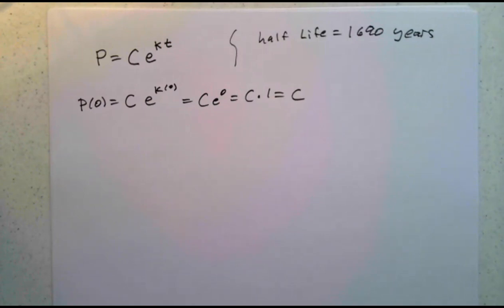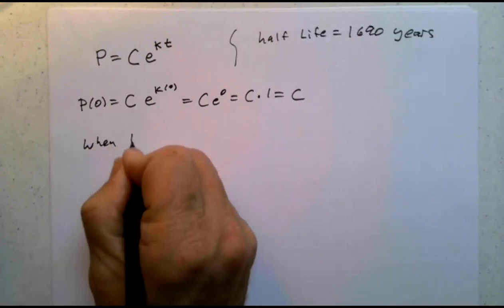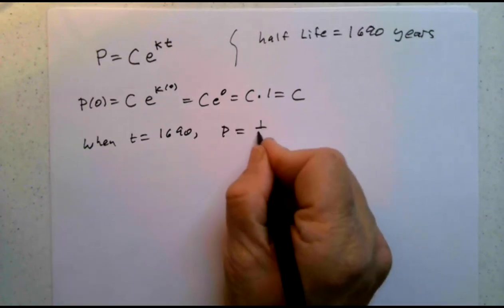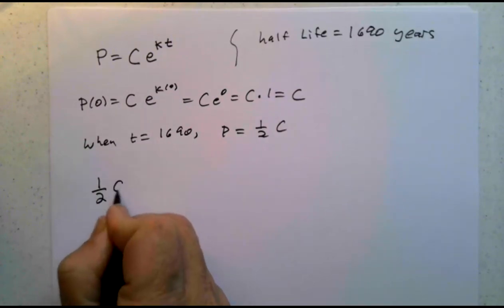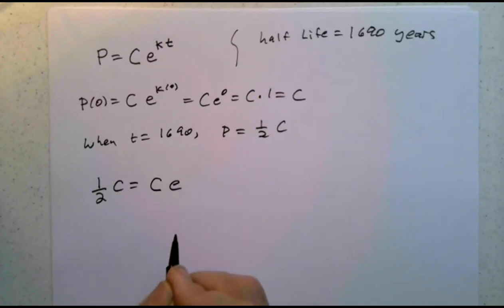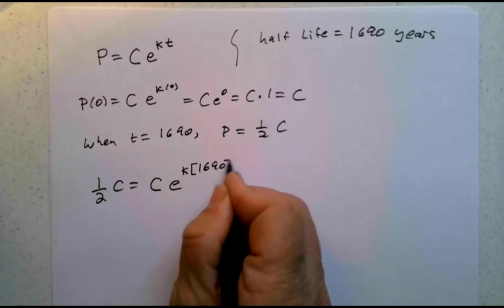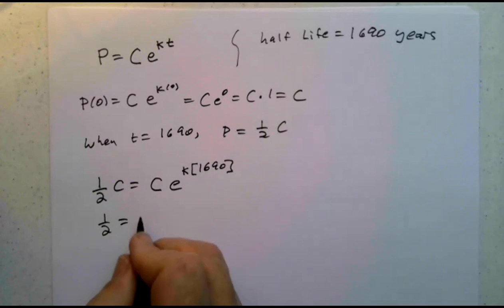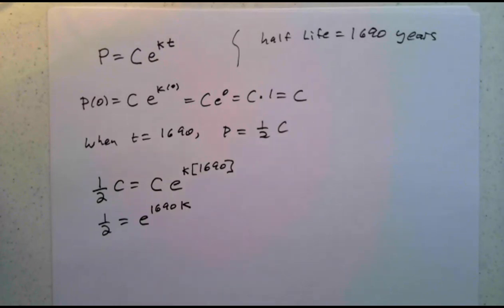So the half-life is 1,690 years. So when T equals 1,690, P is half of the original. P is half of C. So we can set up our equation this way. P is 1/2 of C. The initial amount is C. E to the K is what I want to find. And T is 1,690. Now you've got to be very careful with significant figures here. If I divide both sides by C, you will notice my next line is 1/2, the C's go away, equals e to the K times 1,690, or 1,690K.